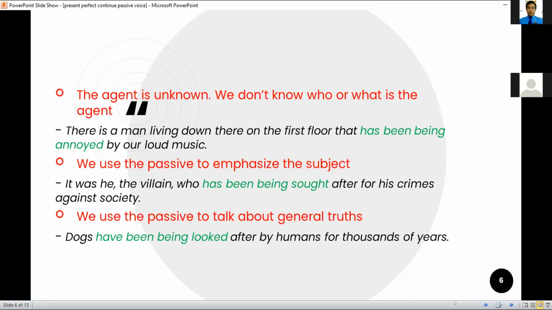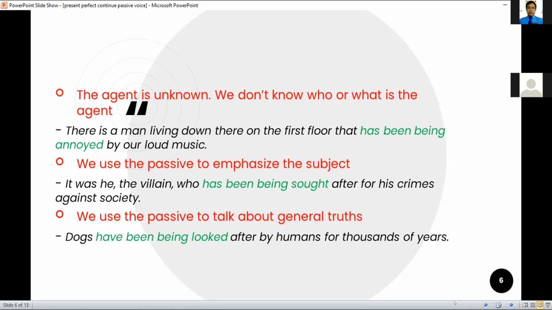One more thing, we just tell you more about the present perfect passive, like when the agent is unknown. We don't know who or what the agent is. Example: there is a man living down there on the first floor that has been being annoyed by our loud music. We don't know the person, we don't know who.